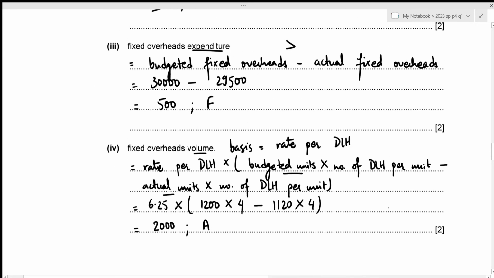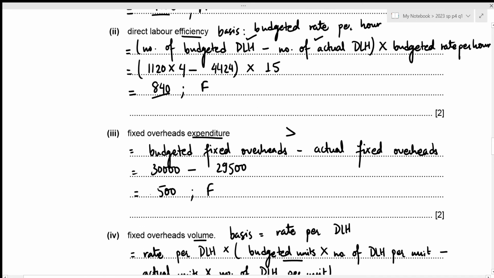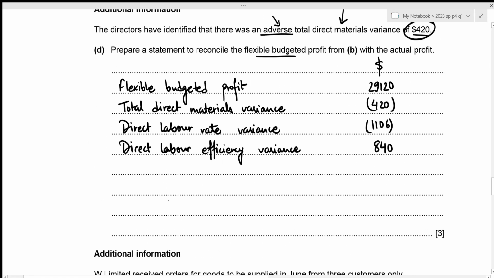Then the next one we figured out was fixed overheads expenditure variance with the value 500, which is again favorable, so we should be adding this amount. Let's do that. That is fixed overheads expenditure variance with a favorable value of 500.